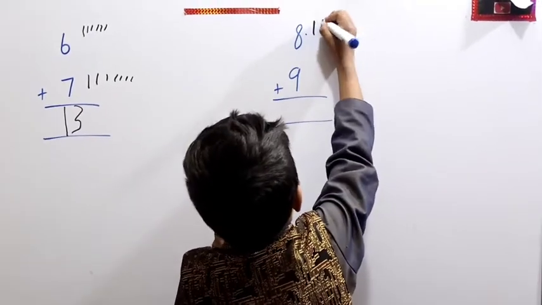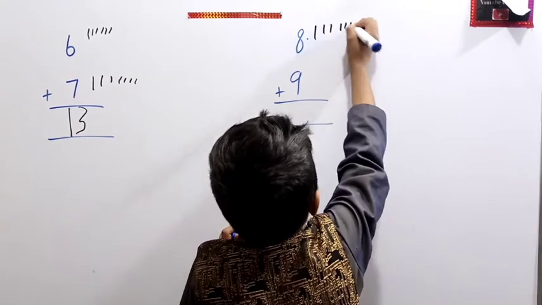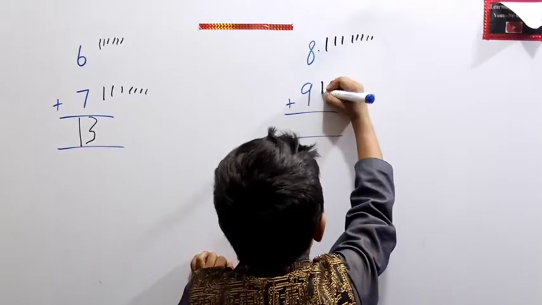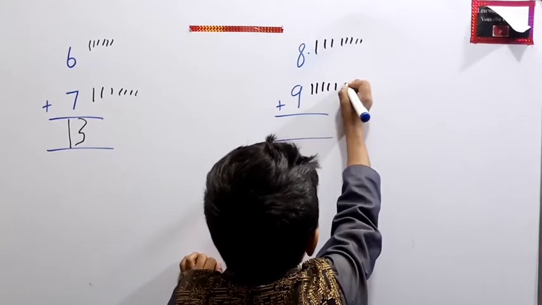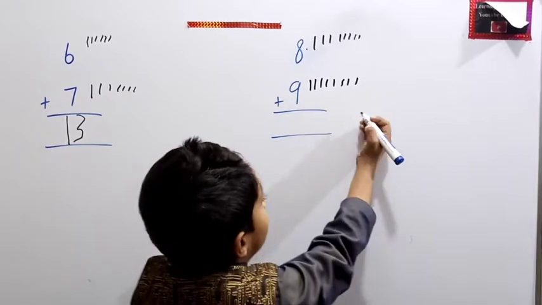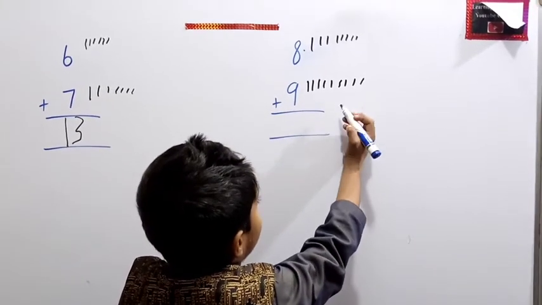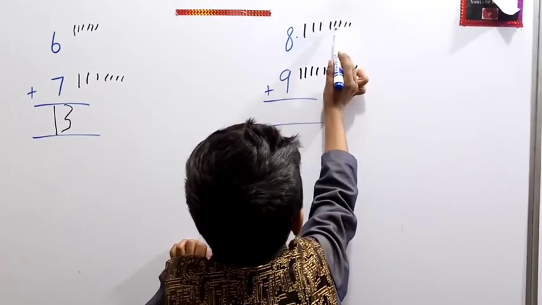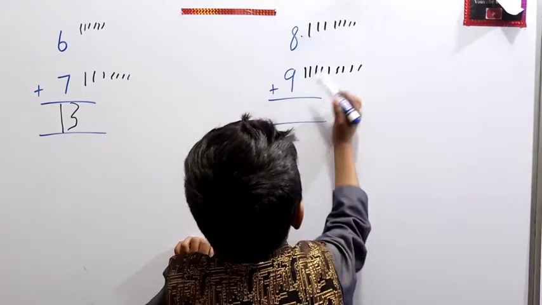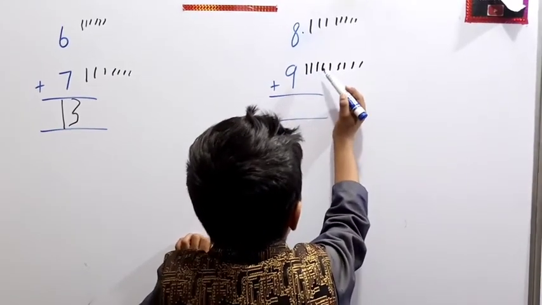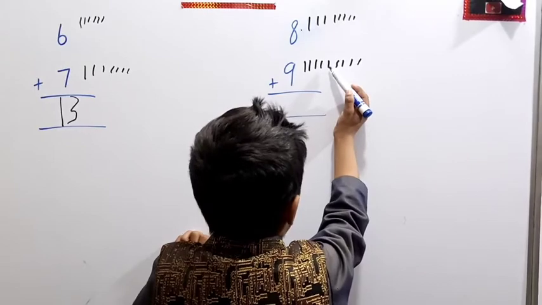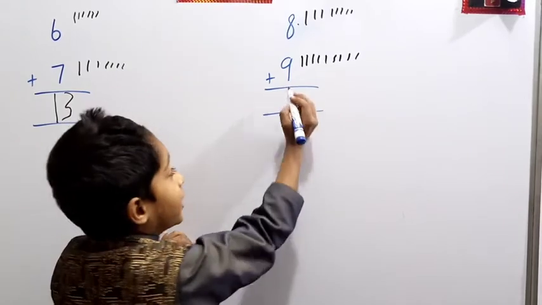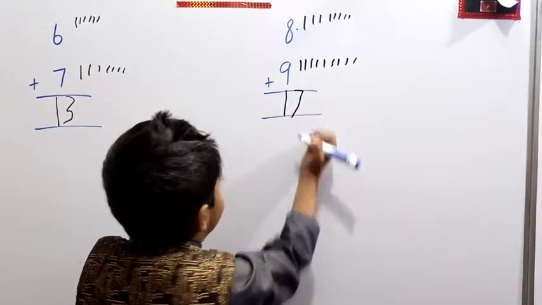Draw the 8 line upward. Draw the 4, 5, 6, 7, 8, 9. Draw the 9 line downward. Then count the lines: 1, 2, 3, 4, 5, 6, 7, 8, 9, 10, 11, 12, 13, 14, 15, 16, 17. The answer is 17.